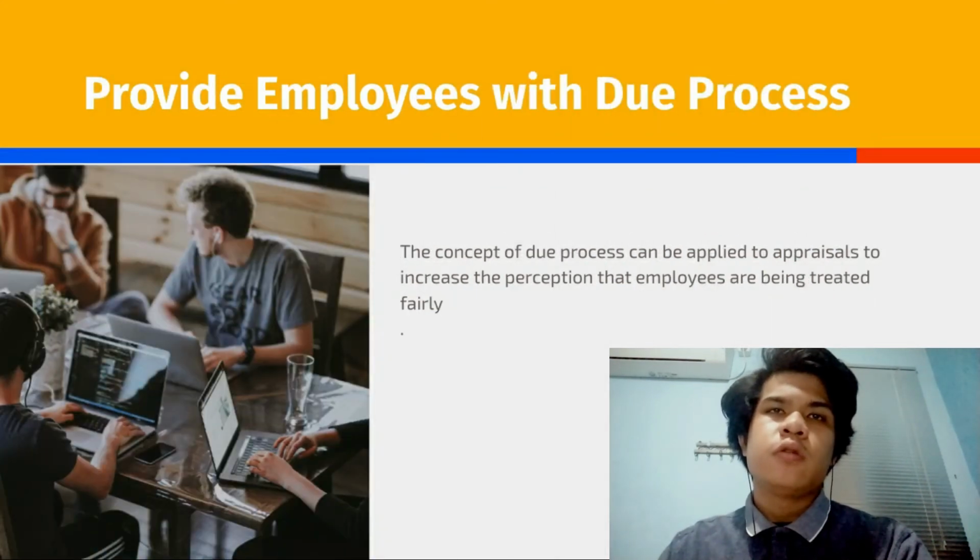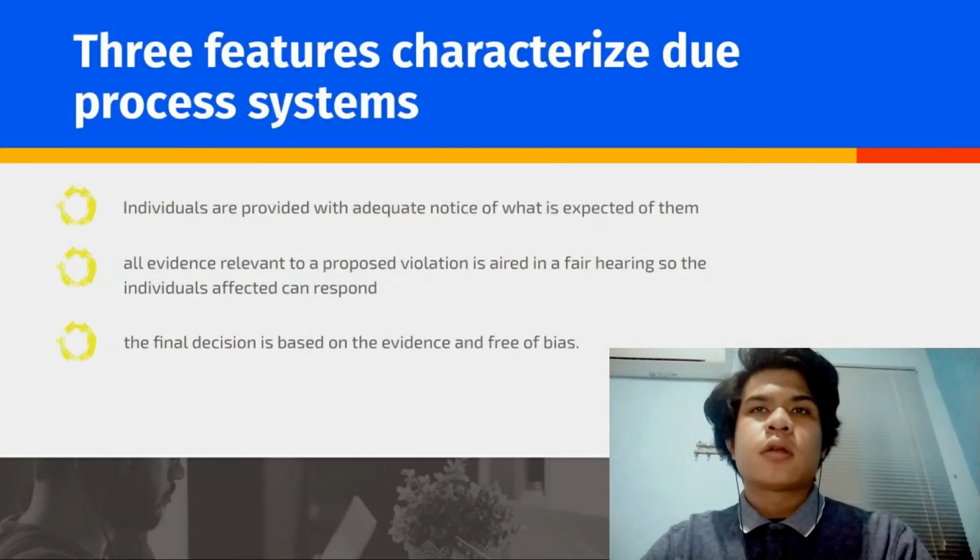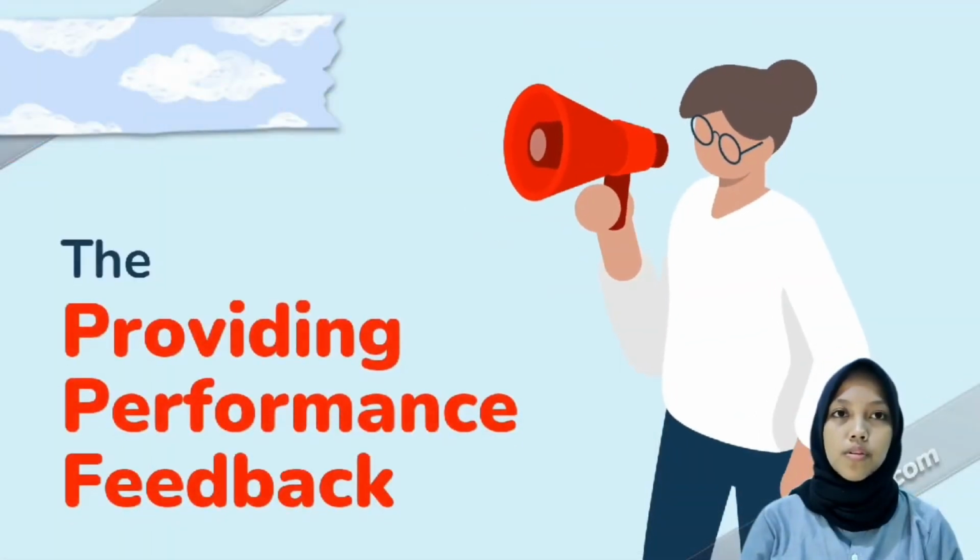Provide employees with due process. The concept of due process can be applied to appraisal to increase the perception that employees are being treated fairly. Three features characterize a due process system. First, individuals are provided with adequate notice of what is expected of them. Second, all evidence relevant to a proposed violation is aired in a fair hearing so the individual affected can respond. The third, or the last, the final decision is based on the evidence and free of bias. And the next is providing performance feedback.